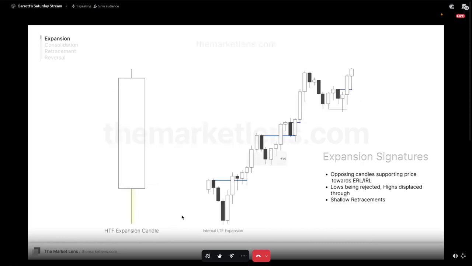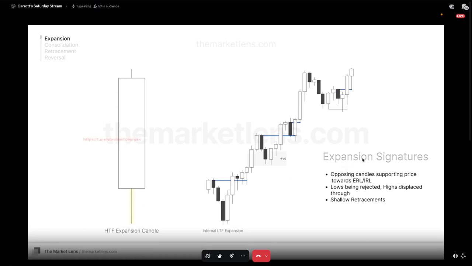So we're going to go over the signatures of each phase and whatnot. So within expansion, you want to be within an expansion candle, right? The key thing to take away here: how do we tell we're within an expansion candle? It's going to be this small wick, that we all know about, right? That's how we actually delineate that we are within an expansion candle.